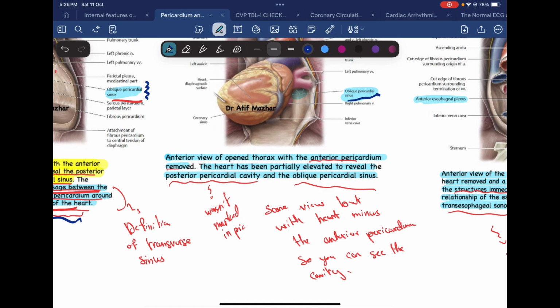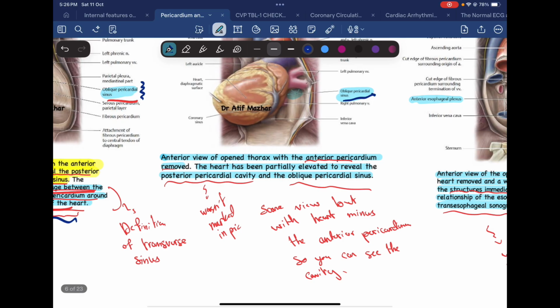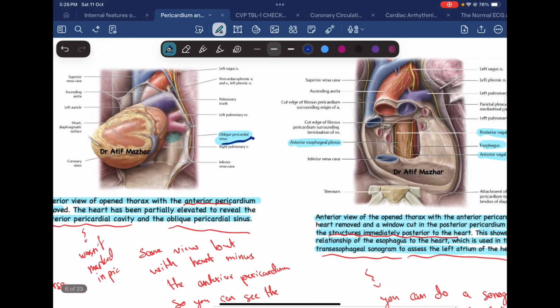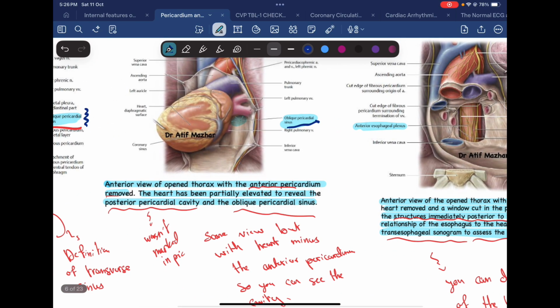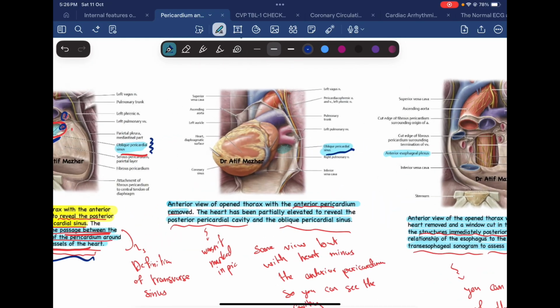Now, what does this partial elevation show? It shows the oblique pericardial cavity, the posterior pericardial cavity, and the oblique pericardial sinus. So it's basically the same view minus the anterior pericardium, so you can see the cavity. The cavity itself isn't labeled in the picture, so you just have to know that it's there.